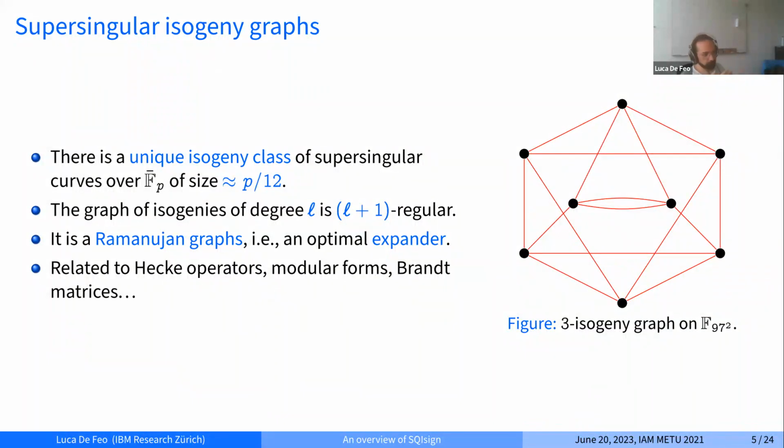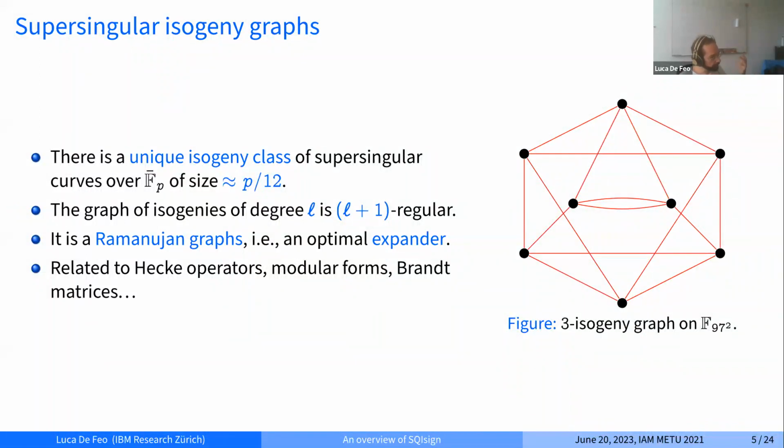But then sometimes you can live with less. If you are not Ramanujan and you are just a constant factor off from the optimum, you can still do lots of things. And in the end, a lot of our schemes in isogeny-based cryptography do not exploit the Ramanujan property to the maximum, just because of technical reasons sometimes.